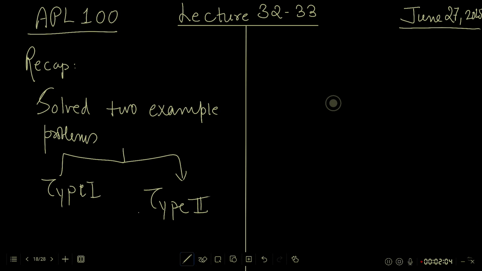The type 2 problem that I solved, that is a question on set 6a. So in the next tutorial I am not going to revisit that question. I have spent enough time on that. So that completes set 6a.